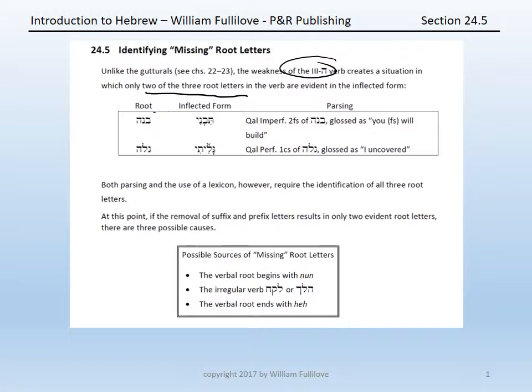So for example, with the root bana, which you are quite used to at this point, we have the inflected form tivni, a qal imperfect second feminine singular of bana. We would gloss it as "you, feminine singular, will build." Note that the hey is not evident in the inflected form, having been dropped.